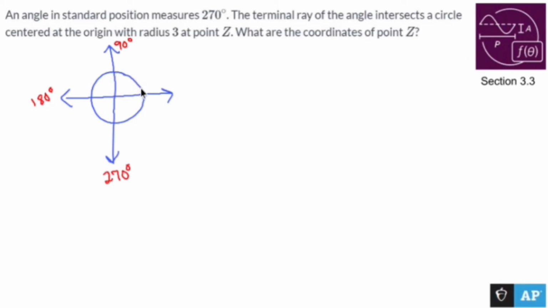So here's my circle. I'm going to go around counterclockwise from 0 to 90 to 180 to 270 and put a dot right there. Now, the radius of this circle is 3. We're calling that dot Z, and they want to know what Z is. Well, Z is the point on the coordinate plane on the y-axis, (0, -3). So pretty basic problem, pretty simple, and that's all we had to do right there.